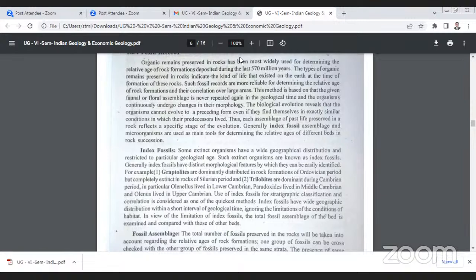Considering the limitations of fossils, the local fossil assemblages of the beds are examined and compared with those of other rocks.